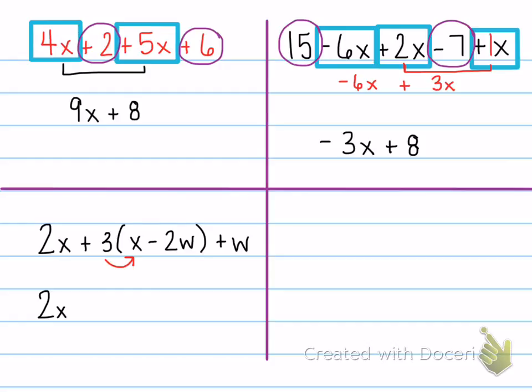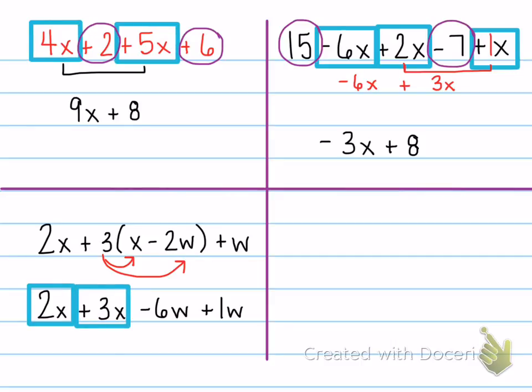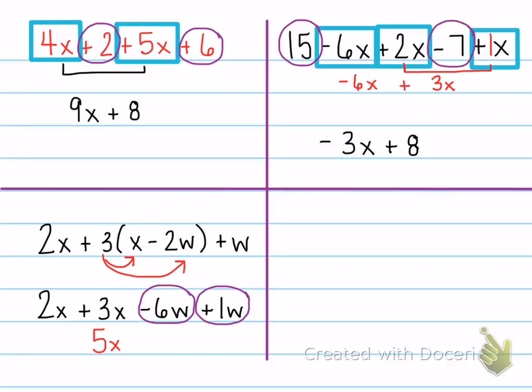So I'm distributing positive 3 to x, which is positive 3x. And then I'm distributing positive 3 to negative 2w, which is negative 6w. And then I don't distribute to the last number because it's outside the parentheses. So I would do plus, and I'm going to write that 1 in there, 1w. Now in this one you see that you have two sets of like terms that you can combine. You have a positive 2x and a positive 3x. Positive 2x and positive 3x is 5x. And then you also have negative 6w and positive 1w. Negative 6 and positive 1 is negative 5w.